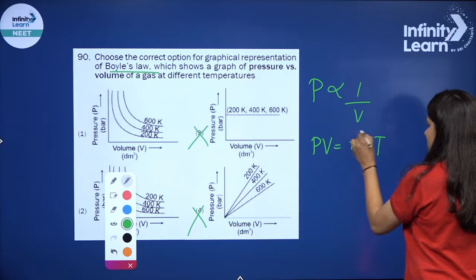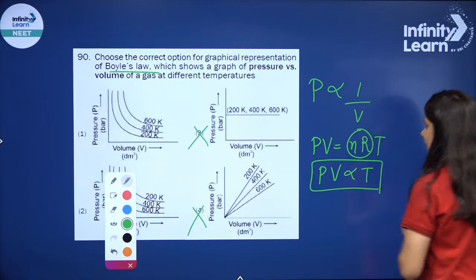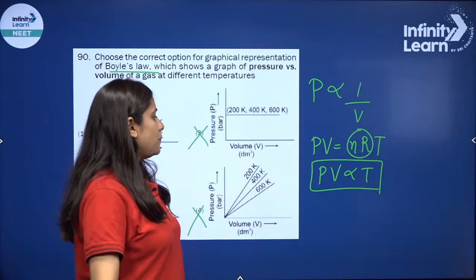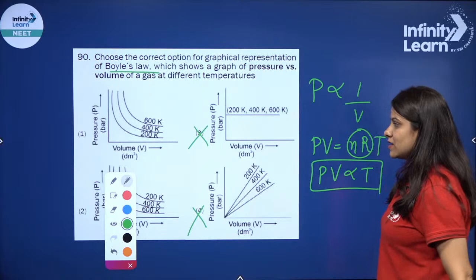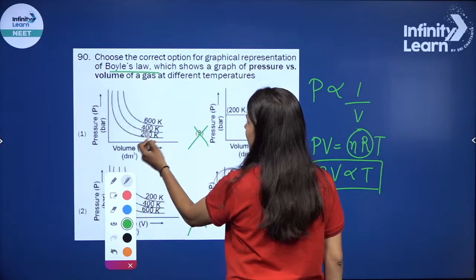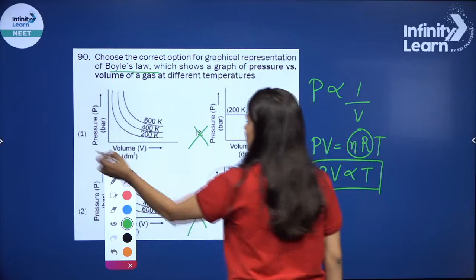Ye sab to constant hai, so we can say that PV is directly proportional to temperature. Hai ki nahi? Right? Yes, it is a PYQ question. So as the temperature increases, the PV graph will also increase. So, answer kya ho jayega? We can see here, let's say T1, T2, T3. Temperature badh raha hai, toh aap graph bhi dekh rahe ho, thoda idhar aata ja raha hai. Right? So, that this has to be our answer.